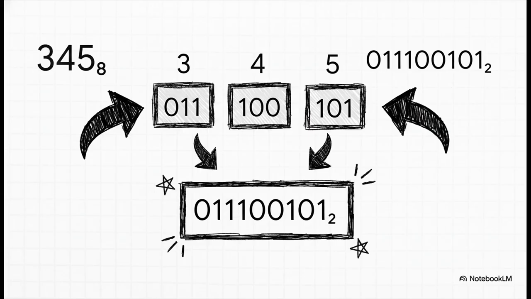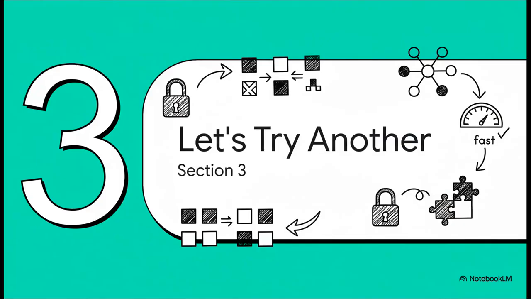And here's the best part. Are you ready for this? The final step is, you just stick them together. That's it, no more math. You just line up those 3 binary groups, and there's your answer. 345 in octal is 0, 1, 1, 1, 0, 0, 1, 0, 1 in binary. How easy is that?